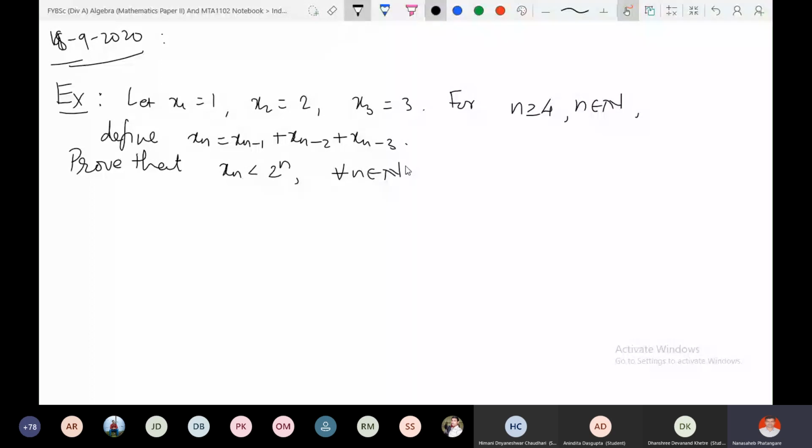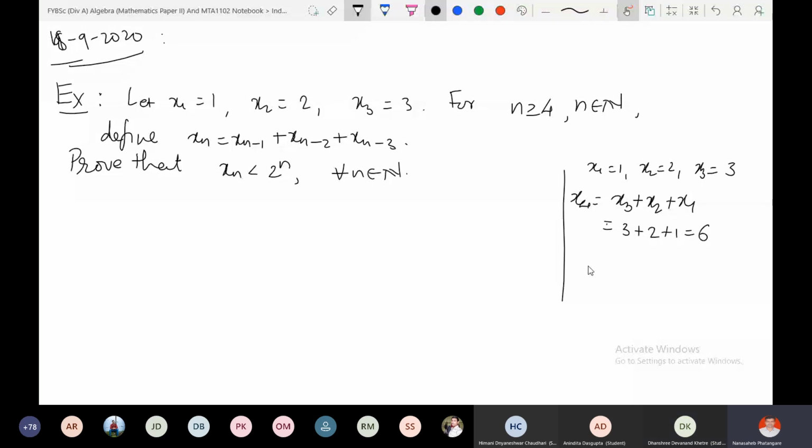Now you understand how the numbers xn's are defined, right? So x1 is 1, x2 is equal to 2, x3 is equal to 3. In this way we define. Now what is the x4 from this? For n greater equal 4, the value of xn is obtained from xn minus 1, xn minus 2 and xn minus 3. So x4 is x3 plus x2 plus x1. x3 is 3, x2 is 2, x1 is 1, so it is 6.